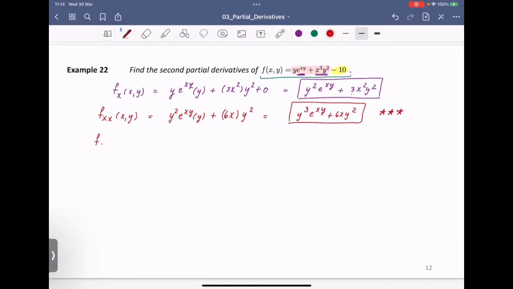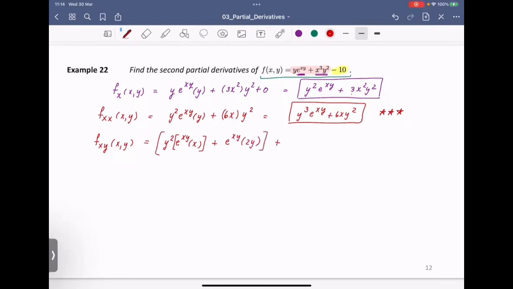You also need to compute fxy here. fxy here means you take the thing that you have in the purple box here and differentiate with respect to y. This time it's going to be a lot more complicated, because for the term y squared times e to the xy, you have to use the product rule, right? The second term is easy, but the first term you need to use a product rule. So it's going to be y squared, and then differentiate e to the xy, you get e to the xy times x, product rule. And then plus e to the xy and then 2y.